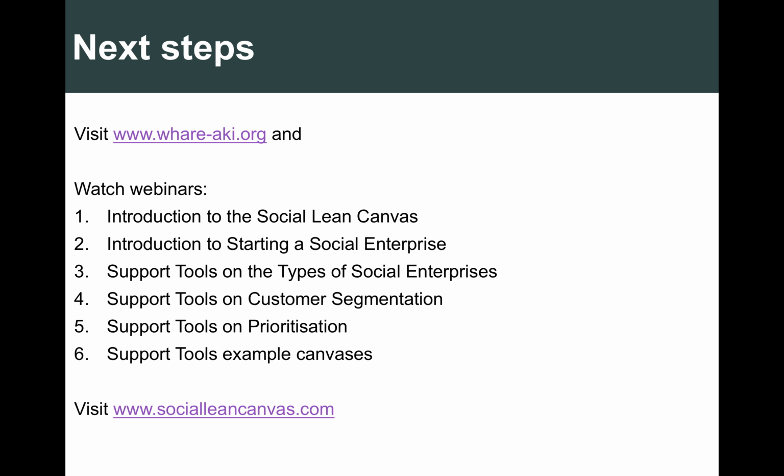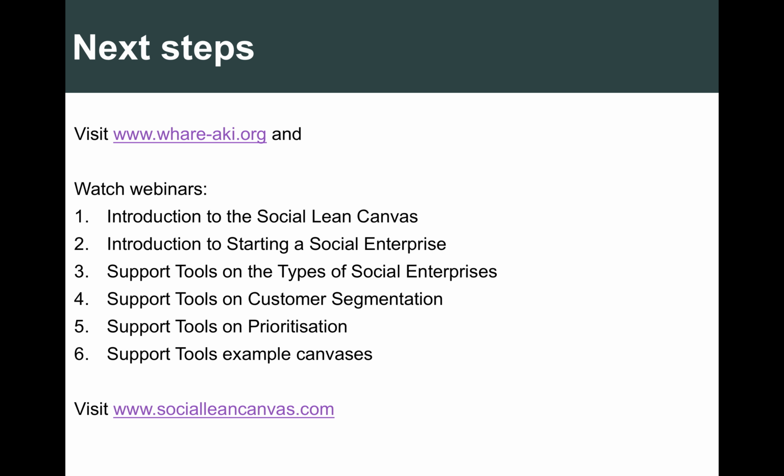So there's some next steps to follow up with if you go to the Whariaki website, which is Ākina's resources website. And on there's a bunch of webinars that you can look at that will be useful if you haven't already. So Introduction to the Social Lean Canvas, a bit more time and depth understanding the canvas. Introduction to Starting a Social Enterprise is the journey walking you through the canvas, how to use it, and how to go out and then validate what you've put into the canvas in the real world with real customers. And then the other support tools webinars are useful, on understanding the types of social enterprises, customer segmentation, prioritization, and the other example canvas.